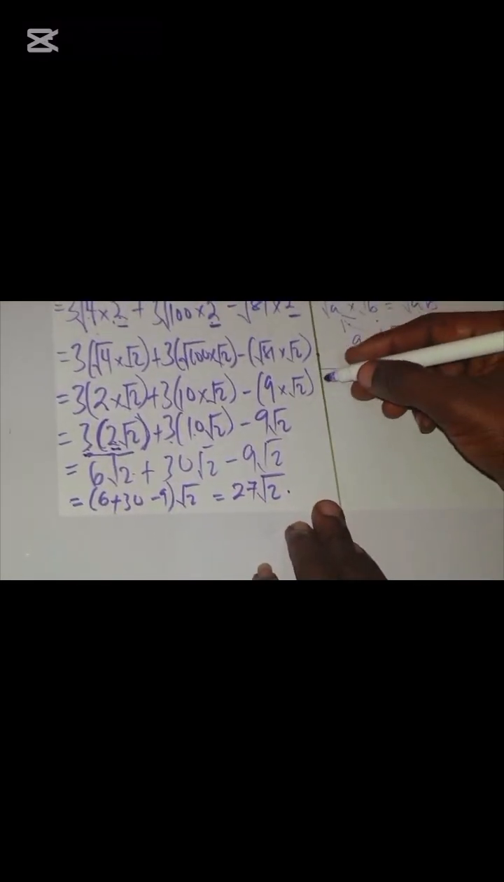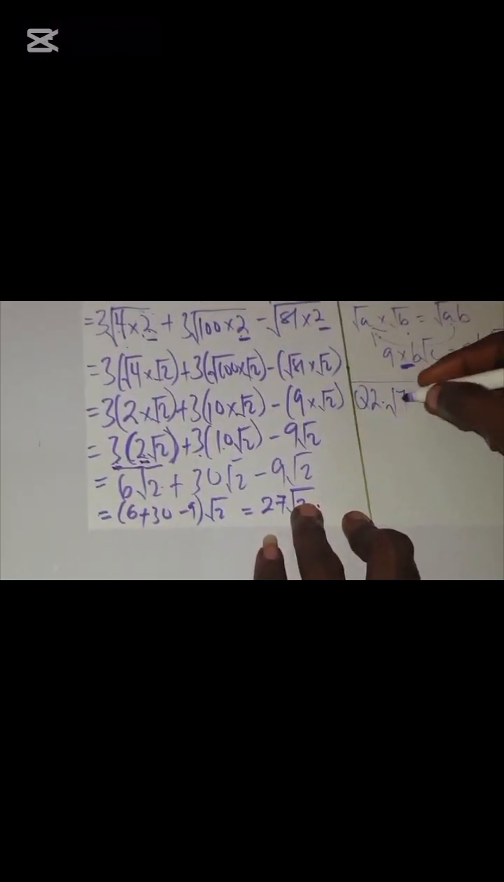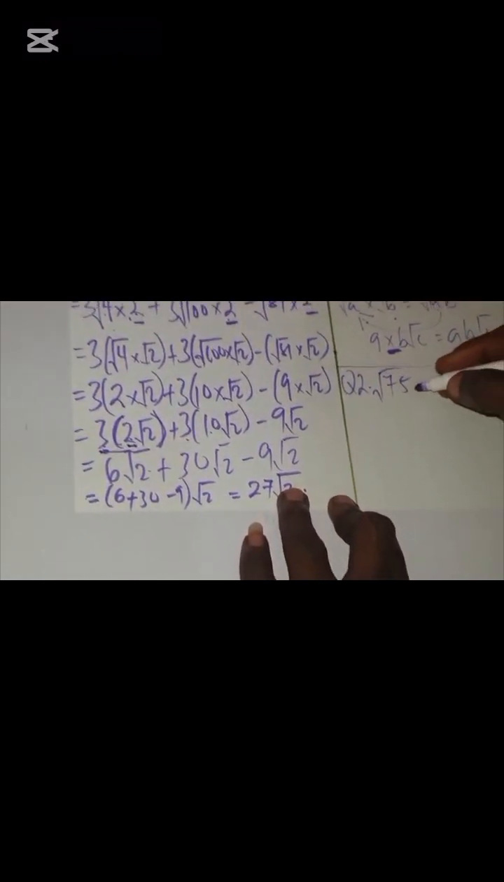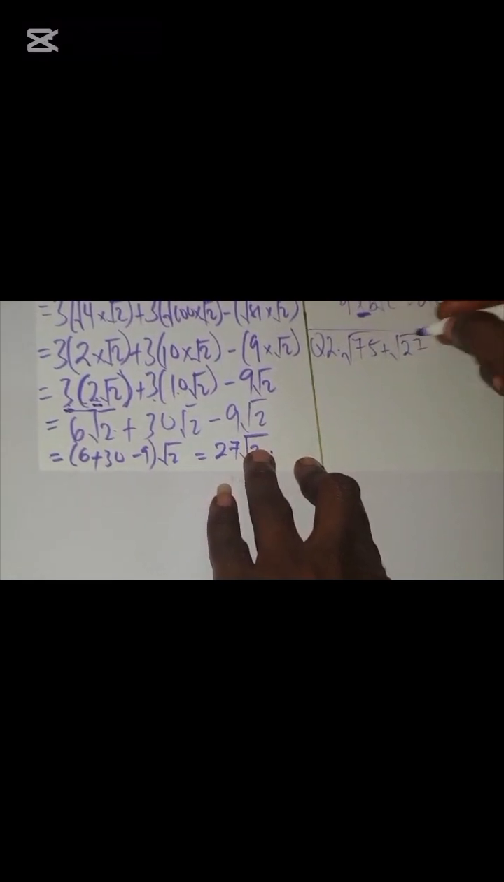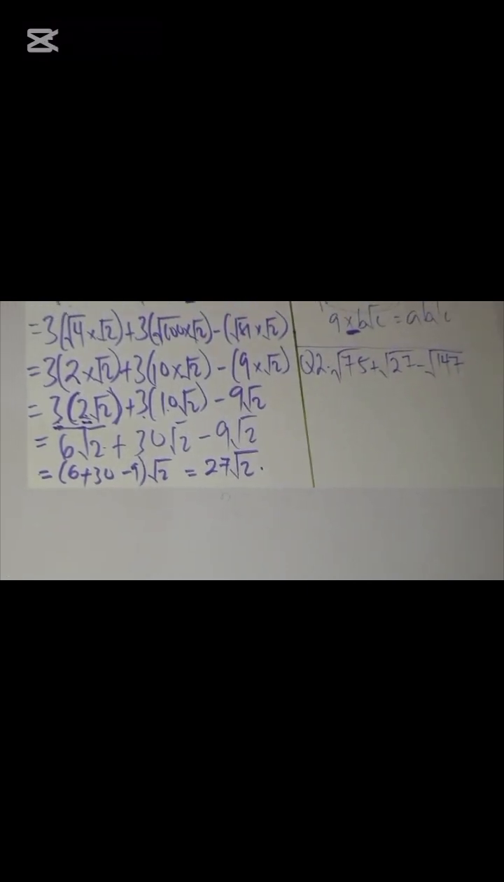So I'm going to give you a second question, so you can pause the video, try and solve it and see how it goes. So root of 75 plus root of 27 minus root of 147. So pause the video and try your hands on this one. So let's continue.